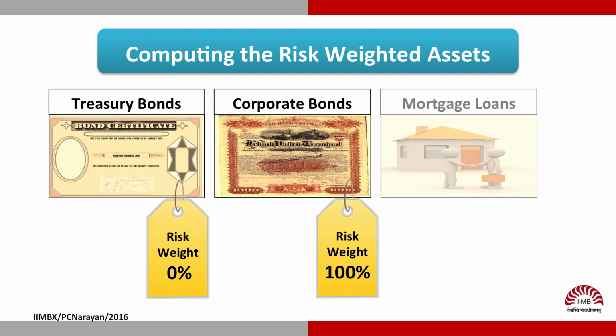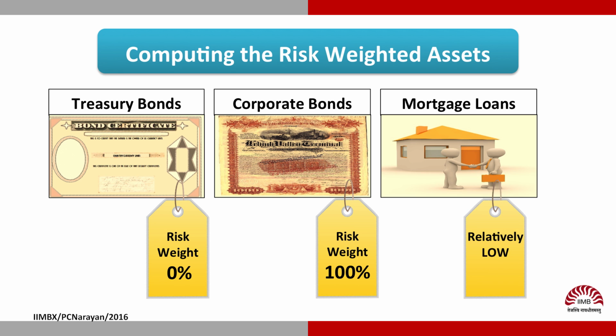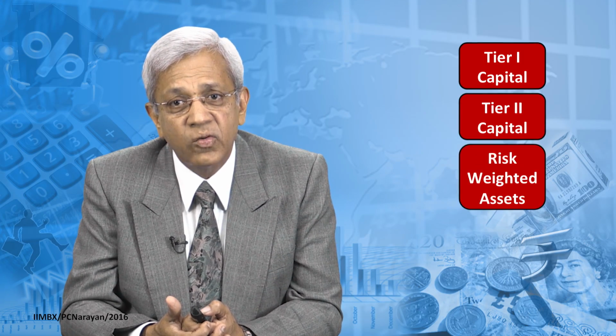The risk weight on mortgage loans or home loans, as it is called in some countries, is relatively low, given that such loans are always secured by the real estate that it has financed, and hence the risk weight could be, say, 50%. With that understanding of Tier 1 capital, Tier 2 capital and risk weighted assets, in the next session we will look through a spreadsheet to compute the capital adequacy ratio of a fictitious bank called the Bank of Utopia.